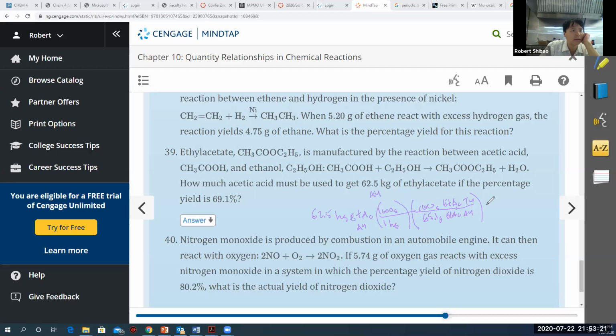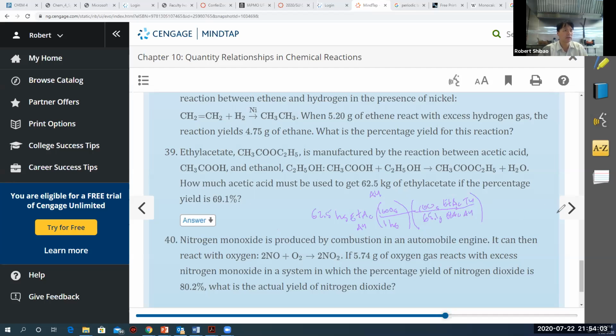So in theory, if I want 62.5 kilograms, how much do I have to make in theory, or plan to make in theory? It's going to be 62.5 kilograms times 1,000 times 100 divided by 69.1. I have to make 90,448 grams, or 90 kilograms. And so if I want 62.5 kilograms, I better be prepared to make about 90.5 kilograms because I'm going to lose a bunch. It's got a pretty low percent yield.